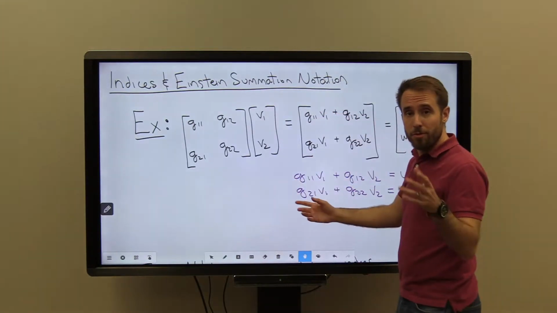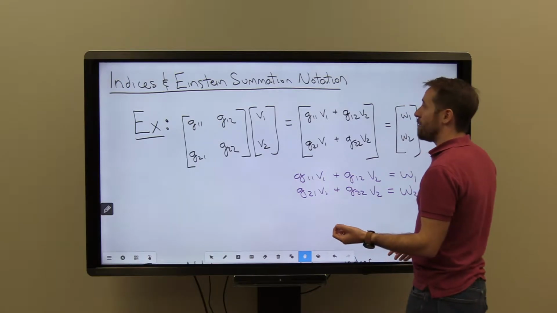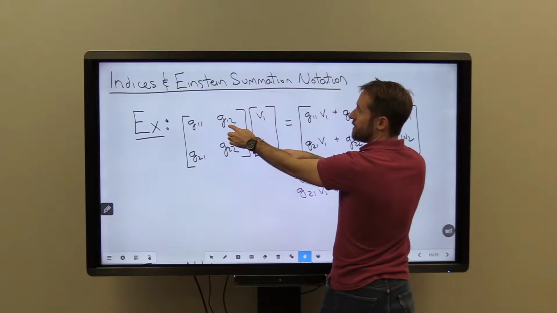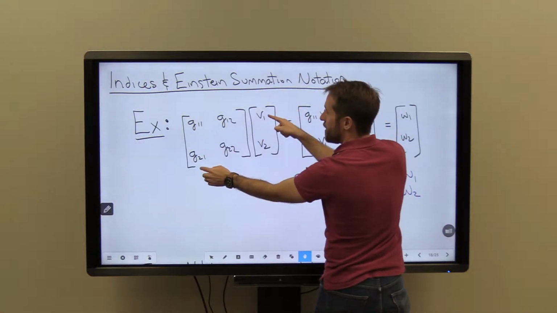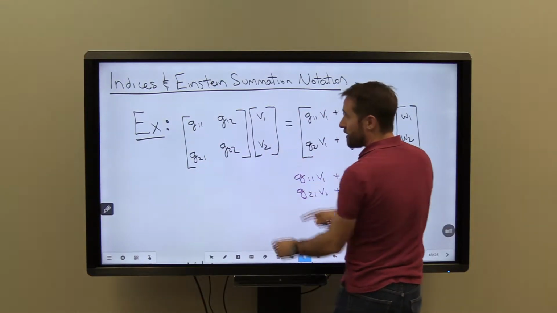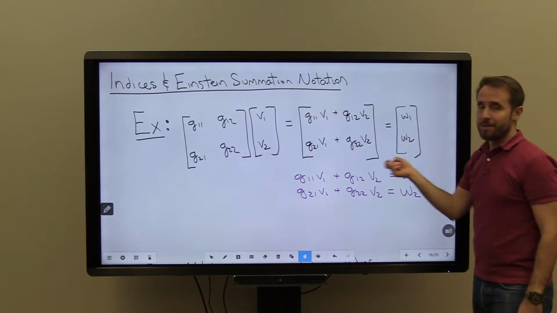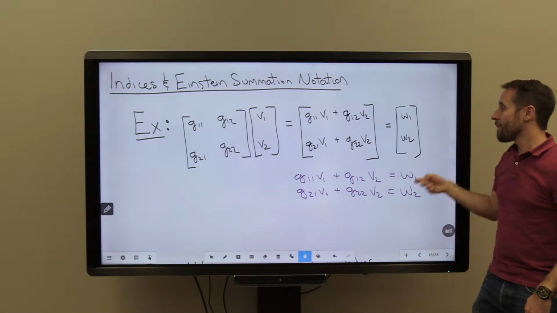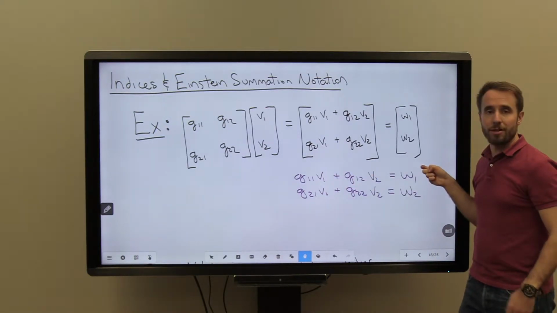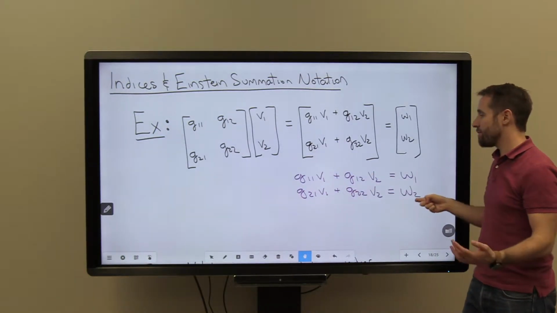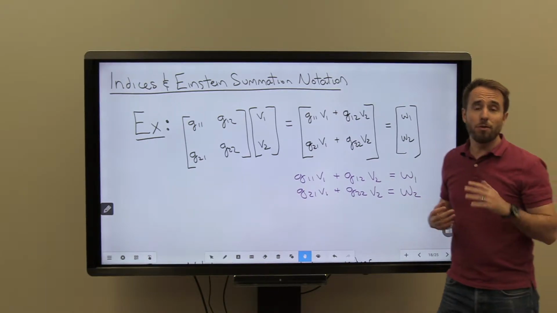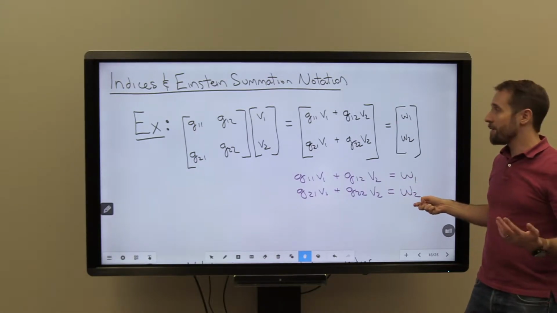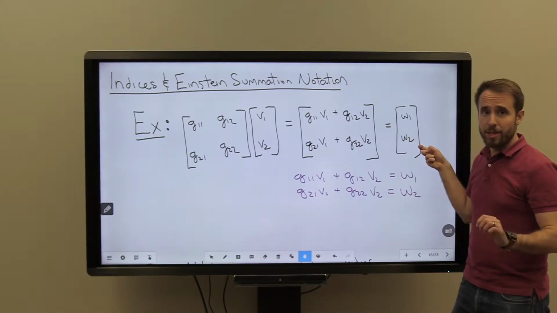And when I go to do the matrix multiplication here, I would end up with the expression G11V1 plus G12V2 in the top entry, and G21V1 plus G22V2 in the lower entry. And I could define these as top entry W1, bottom entry W2, giving me this equation for the top row and this equation for the bottom row. So we have seen how we can write this out as a formula, and also how we can write this out in its matrix notation.